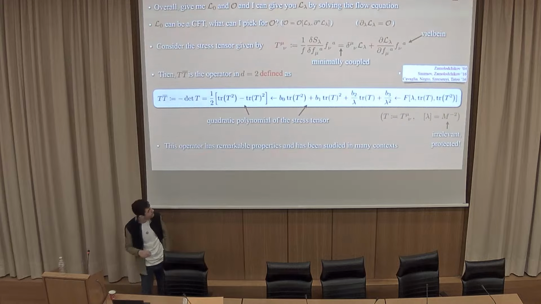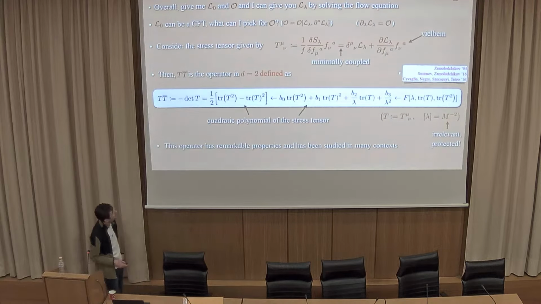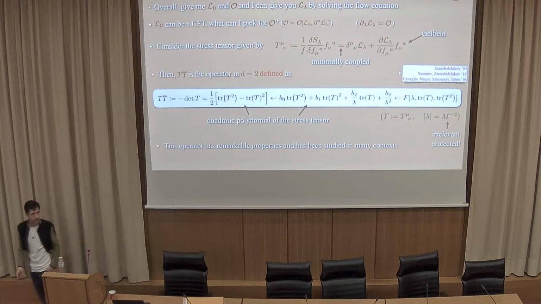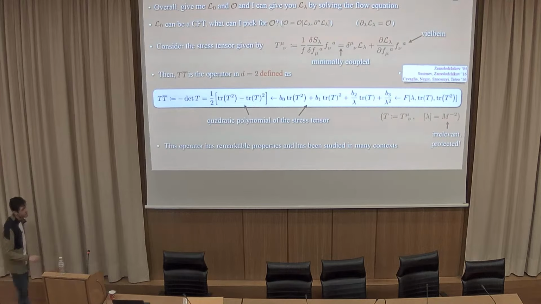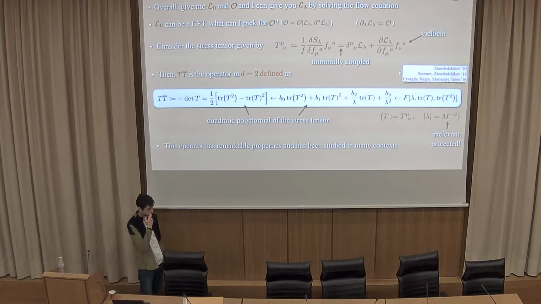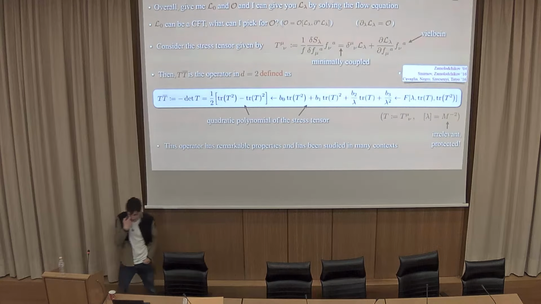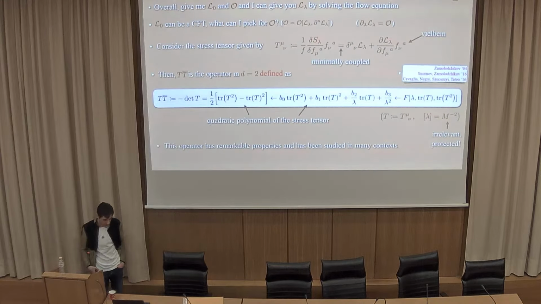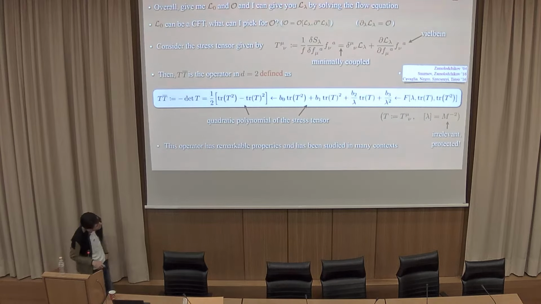However, we have some logic to the rescue that says, if you want to pick an interesting operator in 2 dimensions, you should consider the determinant of the stress tensor. It's the determinant of the stress tensor in 2 dimensions of a quantum field theory. And it's an order 2 polynomial in terms of the stress tensor, which is a particular function of just the trace of T and the trace of T squared.